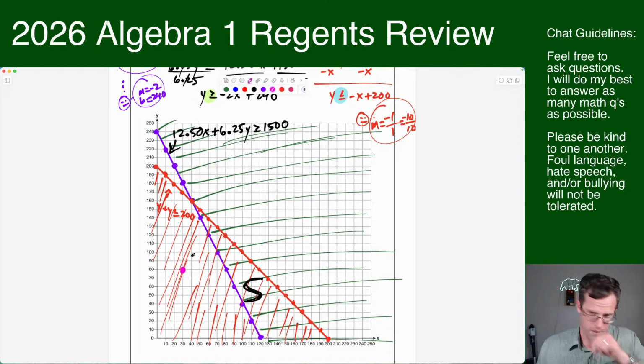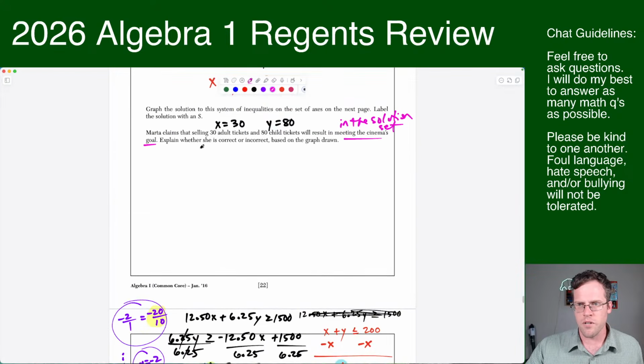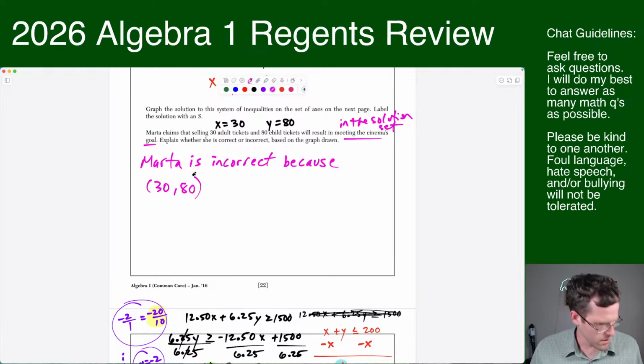So is Marta correct? X is 30, Y is 80. No, she's incorrect. So I would say here, no, she's incorrect because 30, 80 does not lie in region S, the solution to the system of inequalities. First, the question is explain whether she is correct or incorrect. I'll say Marta is incorrect. Why? Because 30, 80 does not lie in region S.